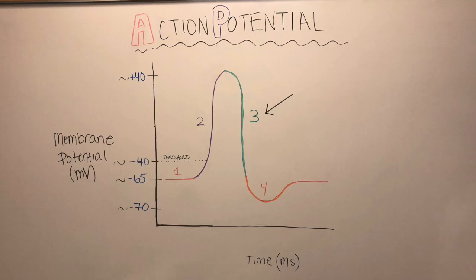This leads us into the falling phase of the action potential. At 40 millivolts, voltage-gated potassium channels open, and there is a rapid efflux of potassium ions out of the cell. This results in rapid hyperpolarization. Hyperpolarization just means that the neuronal membrane is becoming more negative. This is why this stage can also be referred to as hyperpolarization. Remember that leak potassium channels are still open and aid in the efflux of potassium, furthering the hyperpolarization.